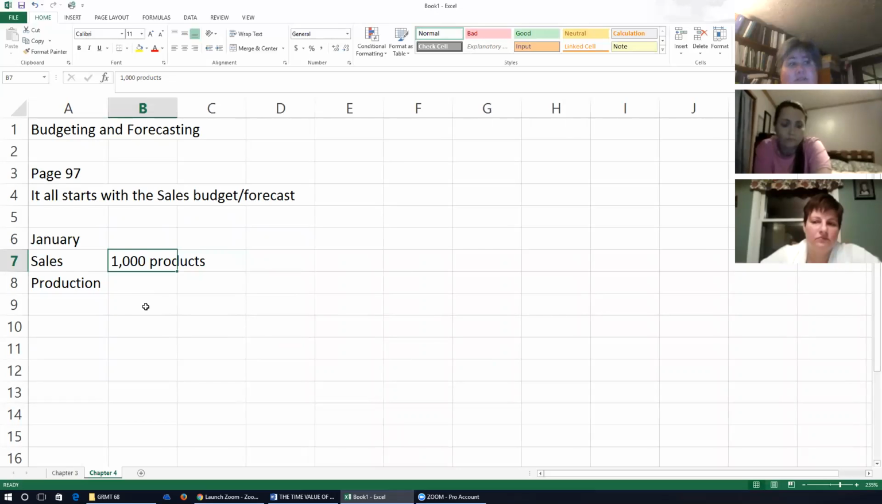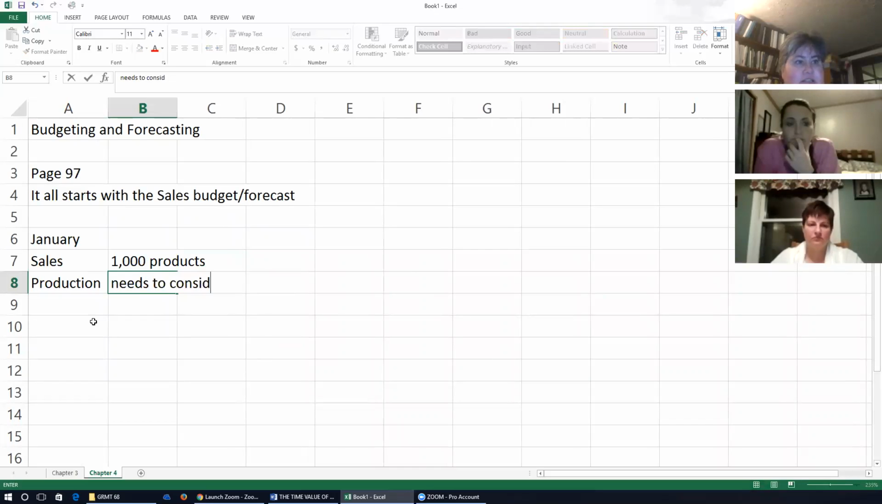and they also look at what they already have in stock. Why make it if there's already 300 products waiting in the warehouse? Then they don't need to turn around and make another 1,000 to cover the sales. They might scale that back some because of what's on hand. So the production department needs to consider what they already have on hand.